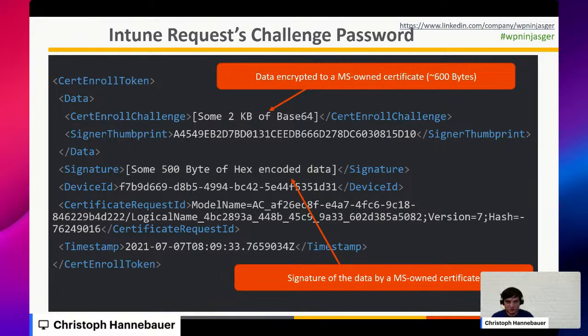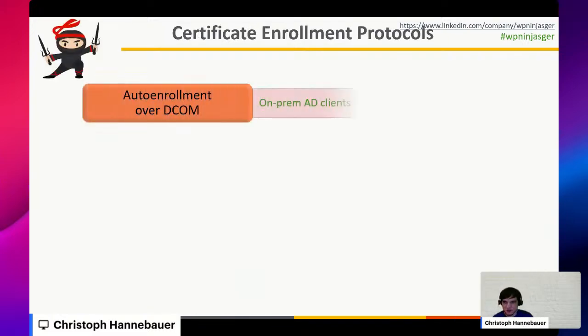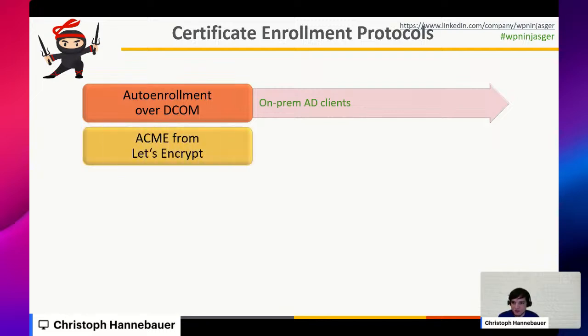So if this doesn't work, then let's have a look at other certificate enrollment protocols. There's actually a lot of them. One important protocol is the auto enrollment that on-prem AD environments use. It's over DCOM. If you have an on-prem Active Directory environment, this is the protocol that the clients speak with a Microsoft CA when they talk directly. And it's a very good protocol if you have an on-prem AD environment with Windows machines. But in this case, we don't have Windows machines and they are not AD joined. So this is not really an option.